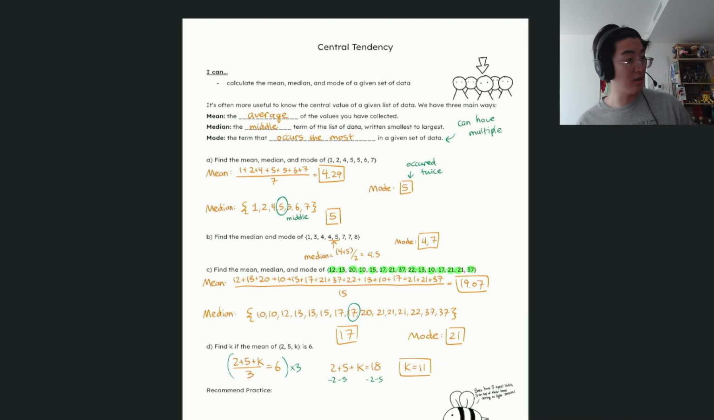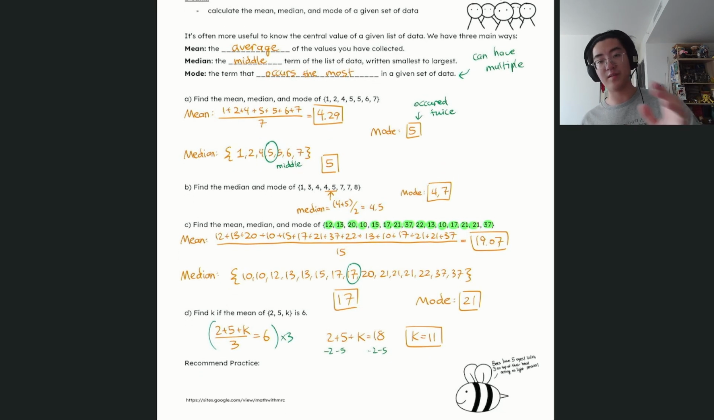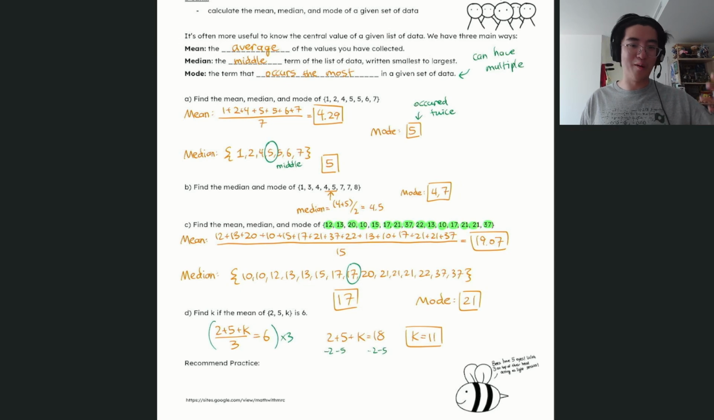Okay, so that's what all those three things mean. In general, we want to rearrange from smallest to biggest. That way we can find the median and the mode very easily. The mean is the same thing as average. I don't know why we call it the mean. It just sounds better than average, median, mode. I don't know, that's why I would have called it mean.